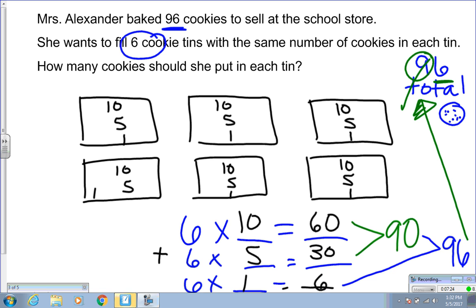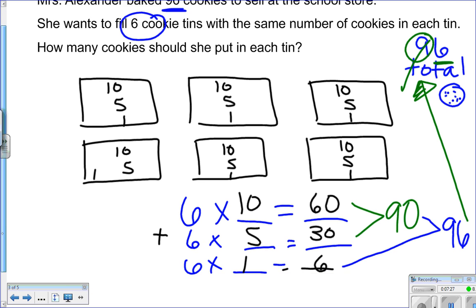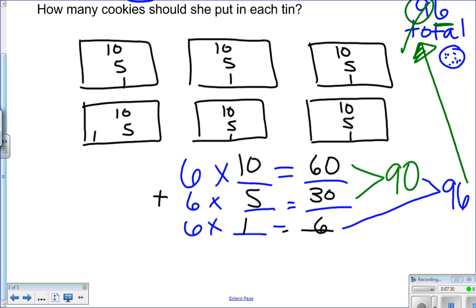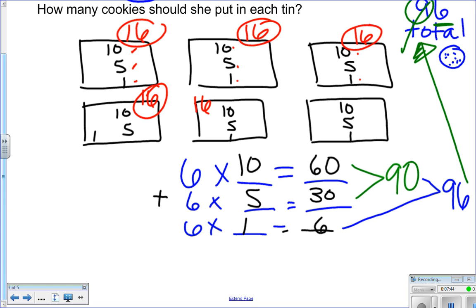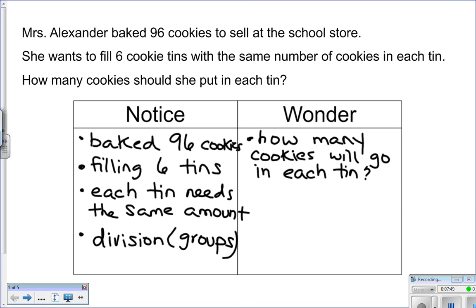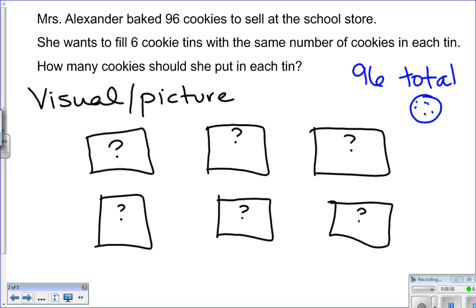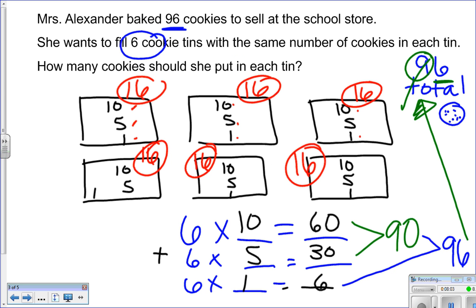So now we need to figure out how many cookies are in each tin. So you want me to count it up? Sure, go for it. So 10, 15, 16. 10, 15, oh, they're all equal to 16. Which is important because I remember in the story problem, we noticed that the same number of cookies in each tin. So we got 6 cookie tins, 96 cookies. So just confirming that we followed what the story problem said.